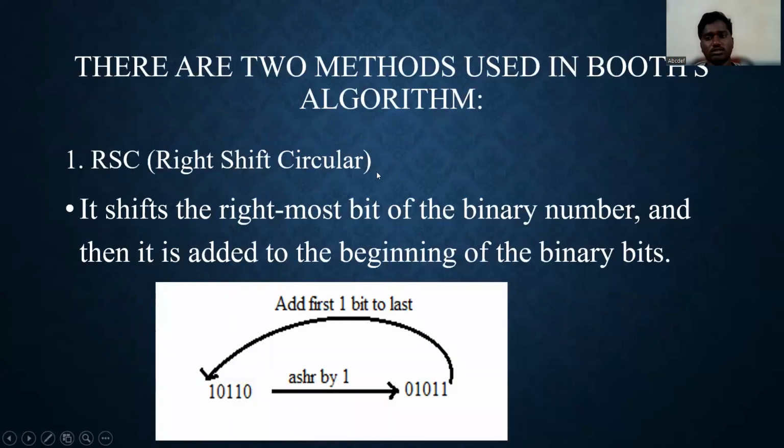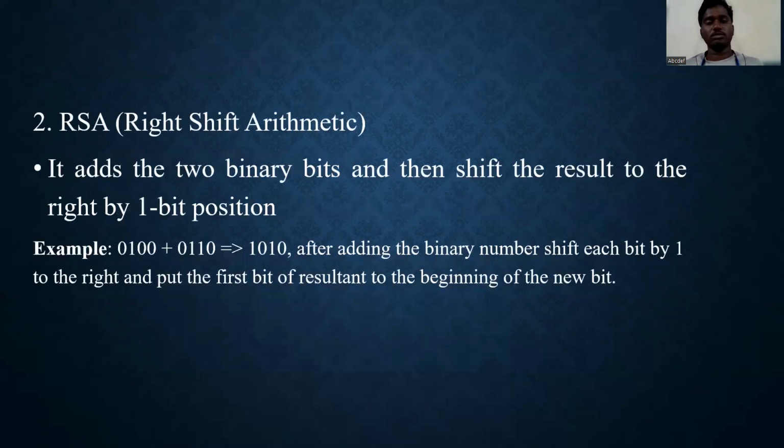There are two methods used in the Booth algorithm. The first one is the right shift circular method. It shifts the rightmost bit of the binary number, which is then added to the beginning of the binary number. This is the first method which is used in the Booth multiplication algorithm.